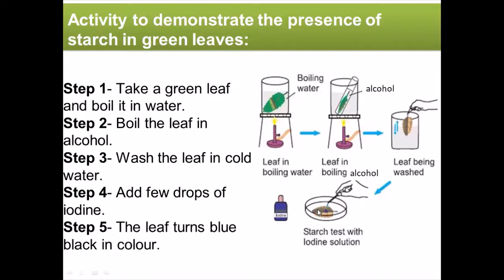This is the test for starch. When we add iodine to starch, it turns to blue-black color. Clear? Fine? And this is the test for starch. Anything that contains starch will turn to blue-black when iodine is added to it. Clear? Fine. Now we'll see a short video demonstrating this activity.